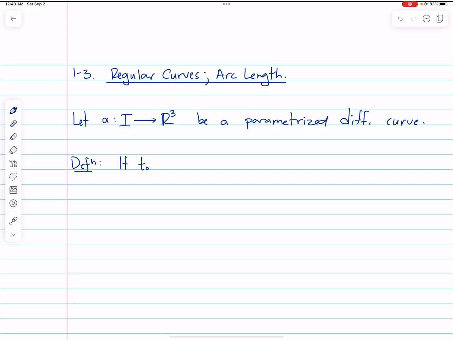So if t naught is an element in the interval I, and alpha prime of t naught, suppose this is not just the zero vector.